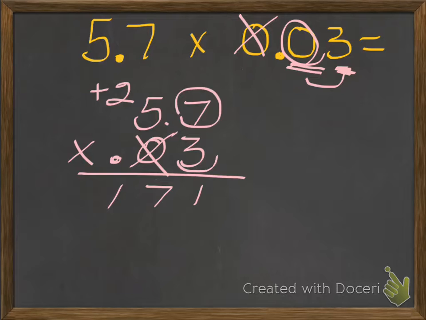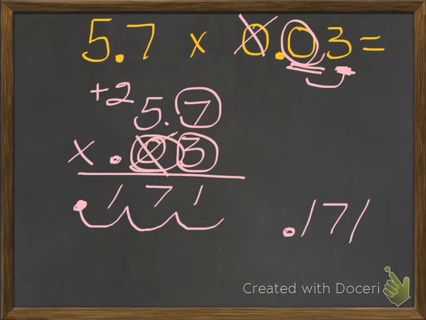There are 1, 2, 3 digits after the decimal point. So I'm going to move my decimal point 1, 2, 3 places over. And my answer is 0.171. So a lot less than 1 is my answer. Okay, 0.171 compared to my estimate before. My estimate was that my answer would be a whole lot less than 1. And it is. Let's try another one.